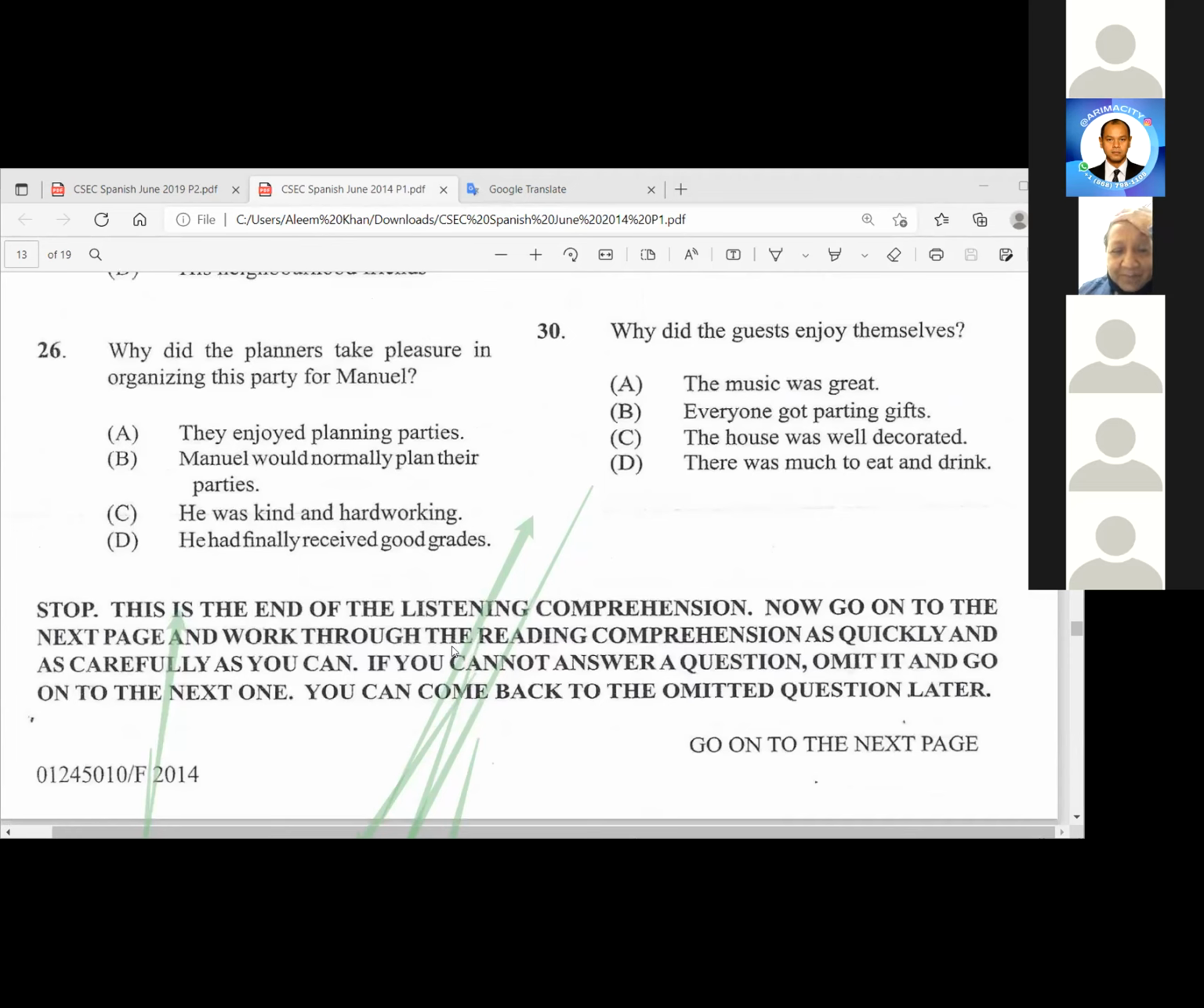Why did the planners take pleasure in organizing this party for Manuel? Right? So I have to give you the sentence in Spanish. Okay, they enjoyed planning parties. Manuel normally planned their parties. He was kind and hardworking. He had finally received good grades. Okay, so his classmates planned the party. So therefore, a sus compañeros les encanta organizar, festejar y planificar.